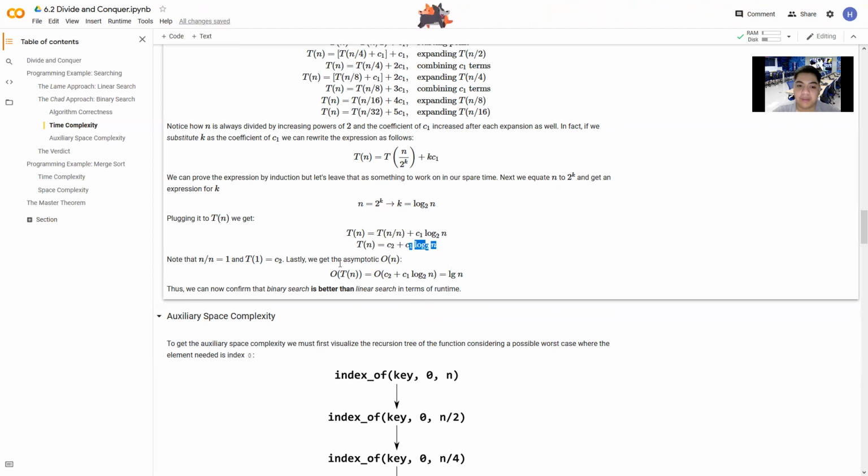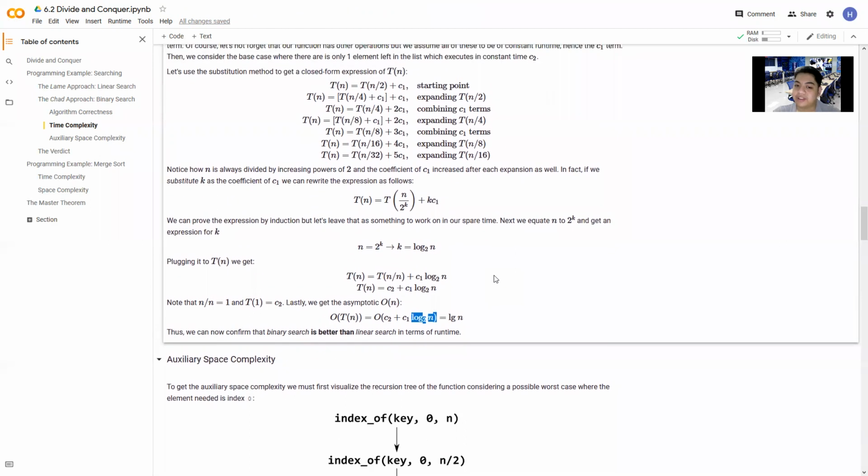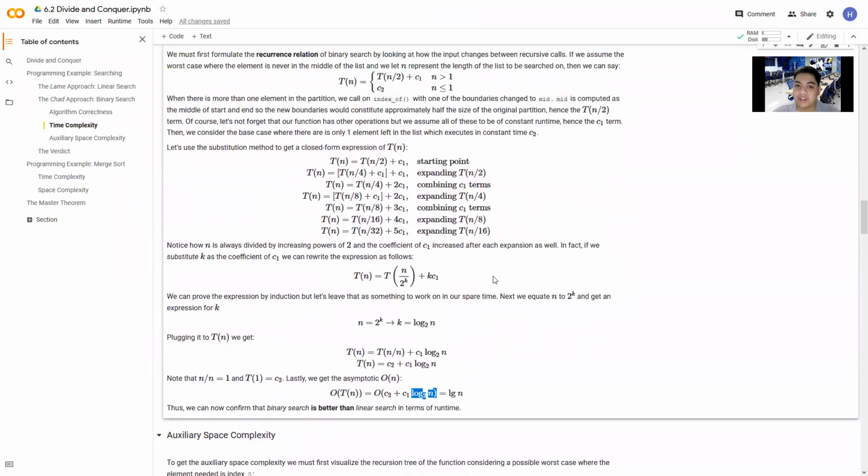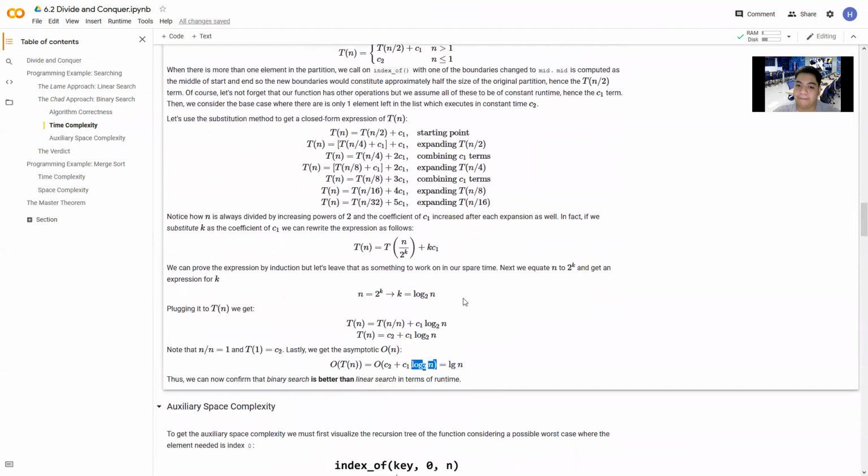So now if we apply our rules for asymptotic notation, the big O of T of n is actually just log of n. So this is better than the linear search time, which is O of n. I don't think I need to show that log of n is smaller than n.